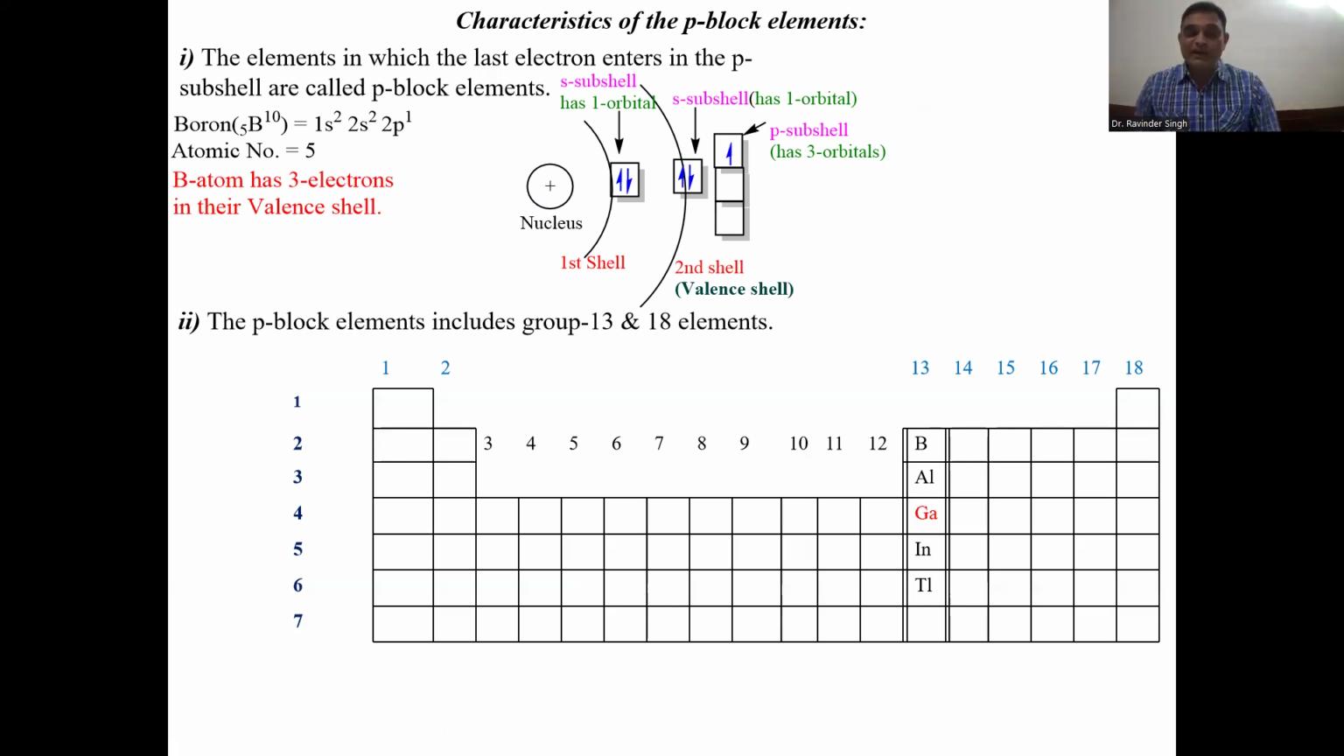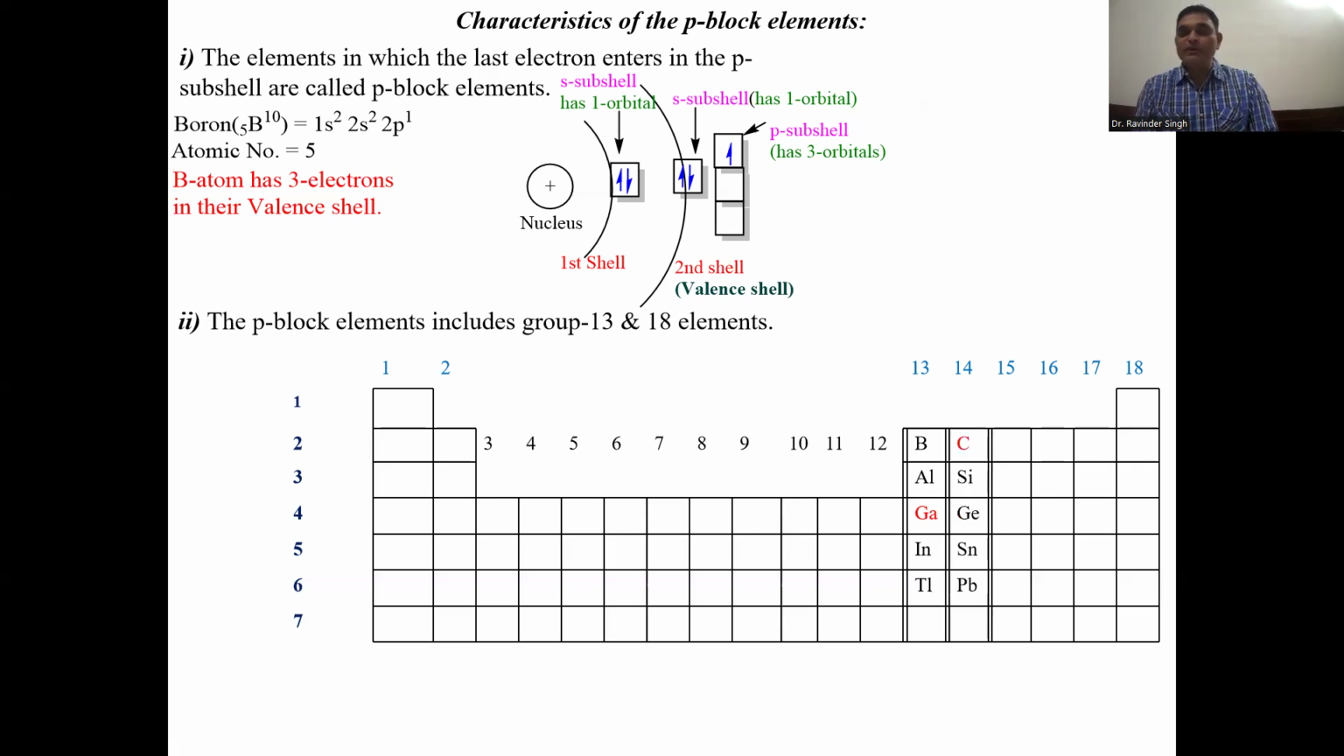They have no vacant d orbital in the second period element, whether these second period elements are of group 1 or group 2, that is S block elements, or these elements are of P block. Whatever may be the nature of the element, whether S block or P block, all the second period elements have no vacant d orbitals. That is a very important fact which will be used later on in different types of reasoning questions.